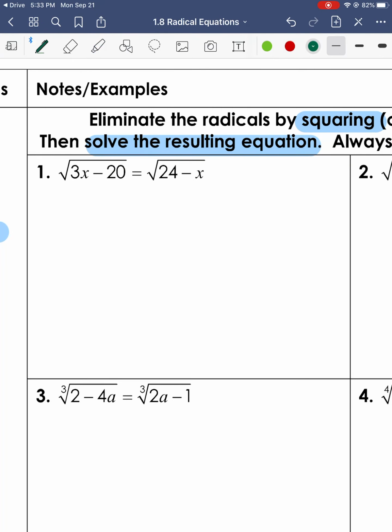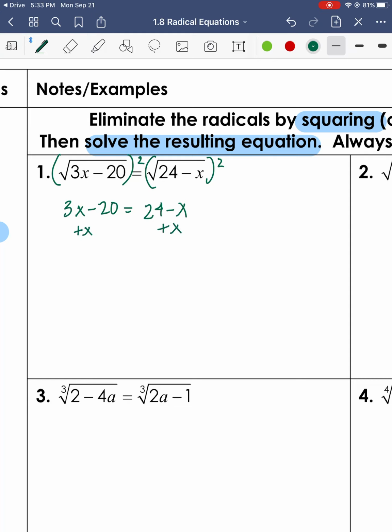Let's take a look at this first one. And we have radicals on both sides, so pretty easy. We're just going to square both sides, right? Because squaring a square root will just give you what's under the radical. It'll just kind of undo the radical, and then you're going to be left with what's inside. So then this is going to equal 3x minus 20 is equal to 24 minus x. Then we're just solving for x, so super easy.